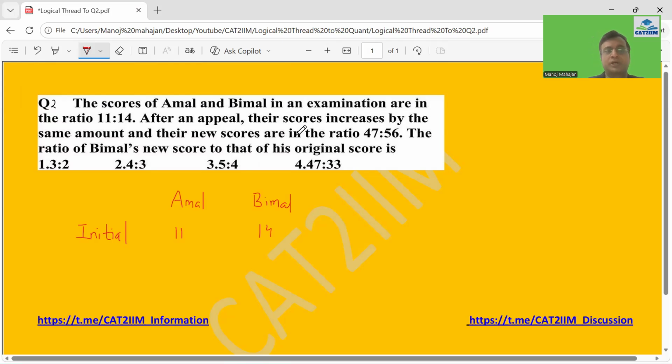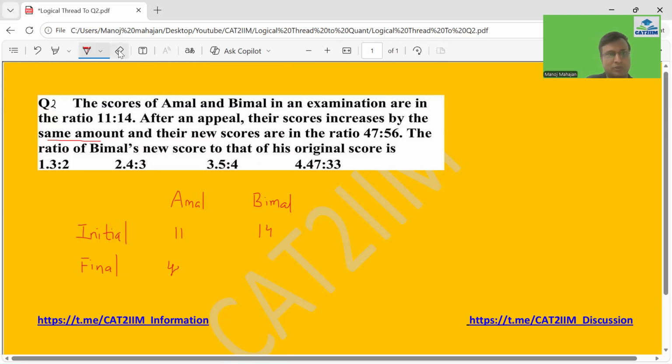So please remember that what is given over here is that after an appeal, their scores increased by the same amount. If you are increasing by the same amount, then the difference between the two initially and the difference between the two finally has to be the same. Why? Because whatever increase there has been in Amal as well as Vimal, it is the same. So when you look at the difference between the scores of these two, finally or initially, it has to be the same. So look at the magical method out here.